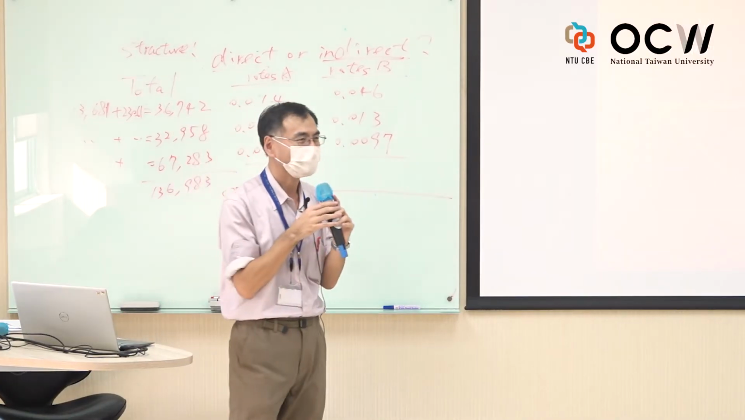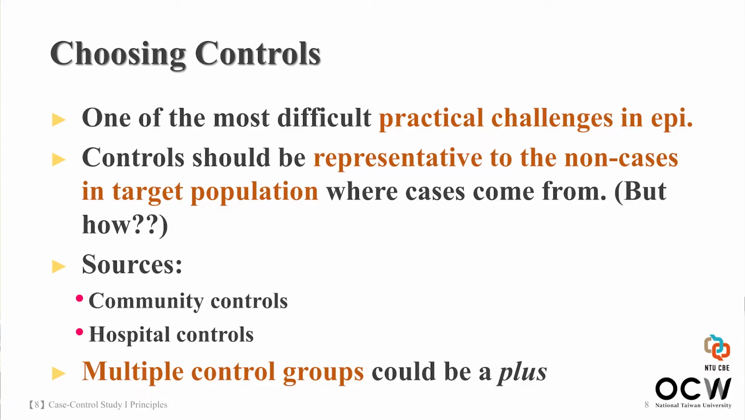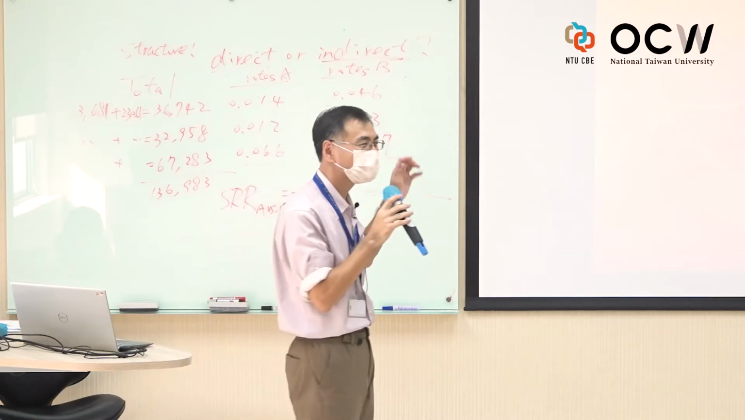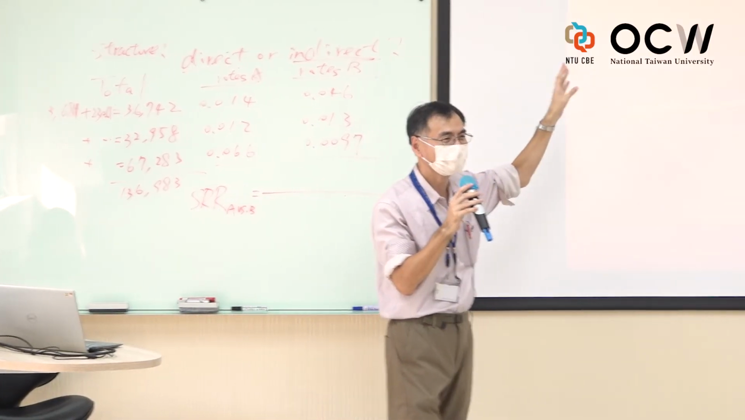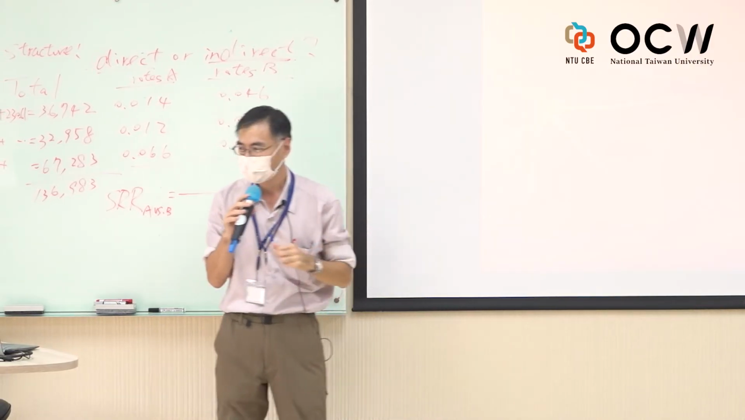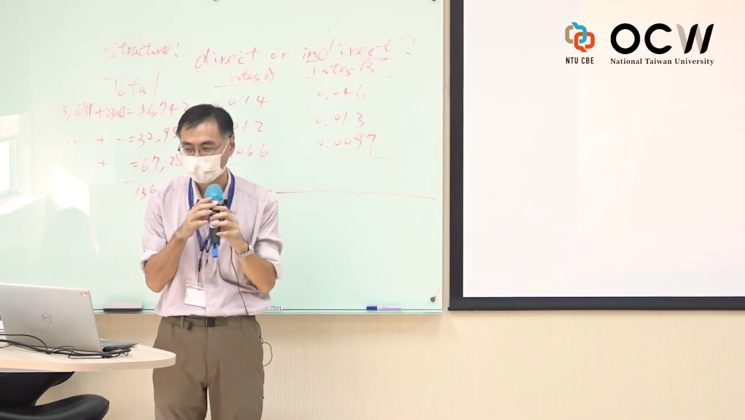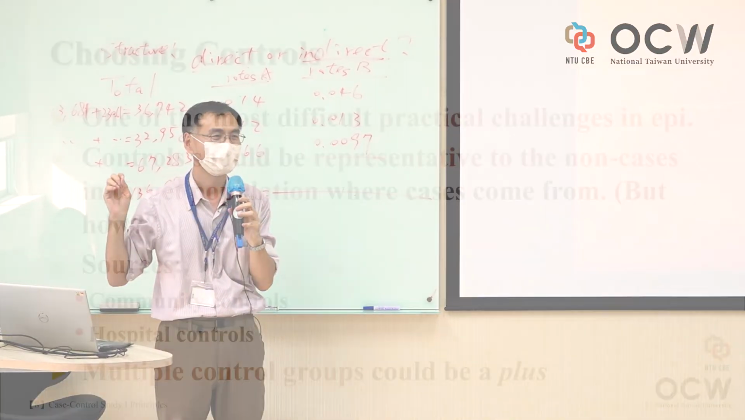And the other thing is about how to choose an appropriate control group. I can tell you that this is one of the most difficult practical challenges in epidemiology. Although they are simply defined as a group without the specific disease as cases in our study, practically, there are a lot of issues to be addressed to make sure that they are appropriately chosen.